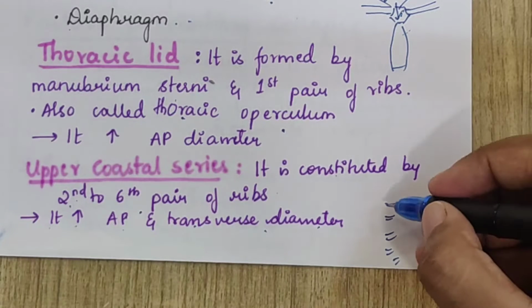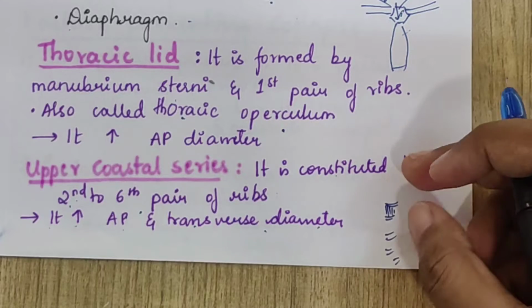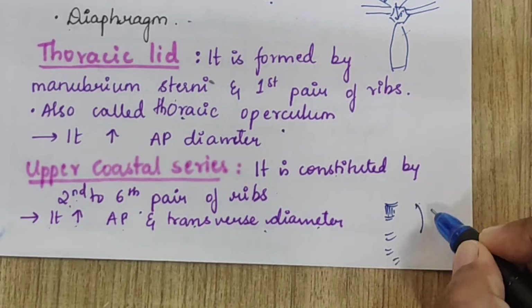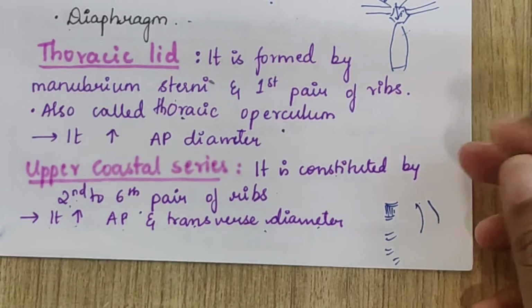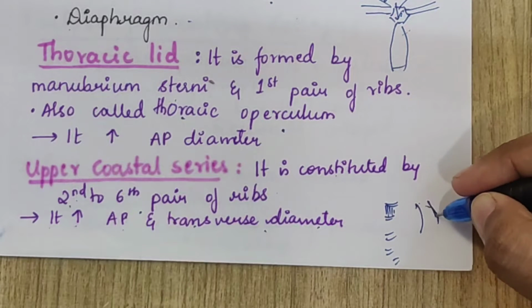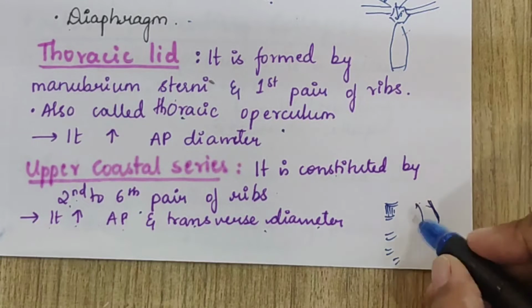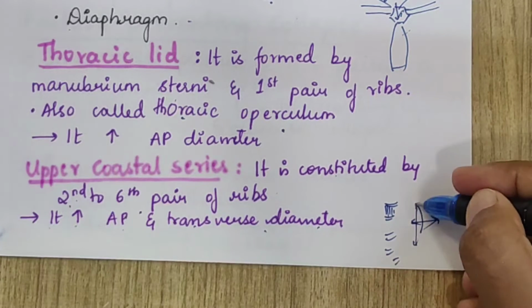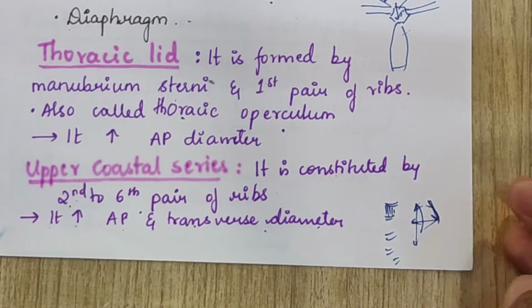The external intercostal muscle is literally contracting. What happens if this is like this? It comes like this. It is contracting, means it's shortening. So it is coming up. So what is happening? AP diameter is increasing. With that, the transverse diameter also increases.